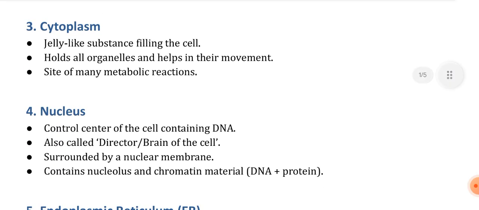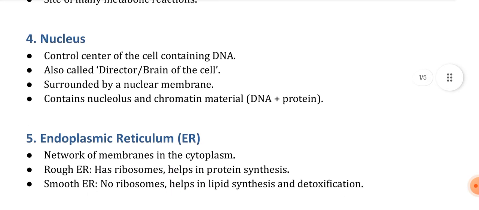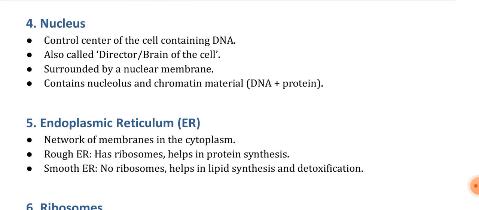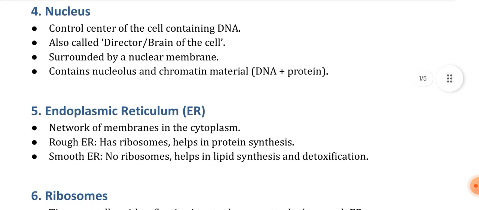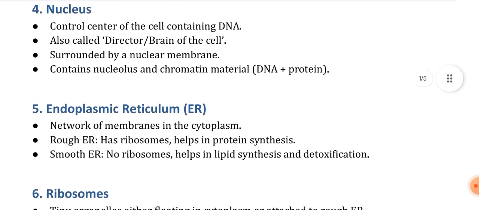Cytoplasm: jelly-like substance filling the cell, holds all organelles and helps in their movement, site of many metabolic reactions. Nucleus: control center of the cell containing DNA, also called director or brain of the cell. Surrounded by a nuclear membrane, contains nucleolus and chromatin material, that is the DNA and protein.